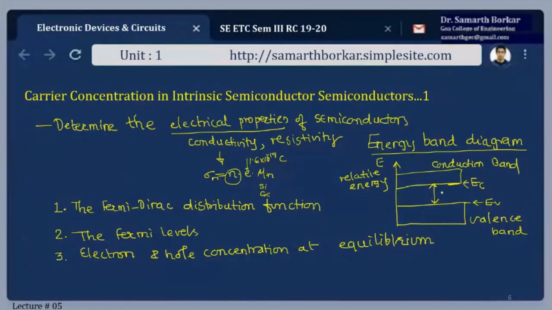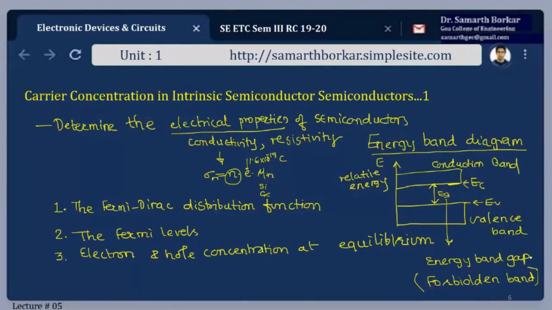This is referred to as EG. And what is EG? It is the energy band gap, also referred to as the forbidden energy band gap, or simply the forbidden band, because electrons are not allowed to settle in between this energy state, because there are no energy states existing there.